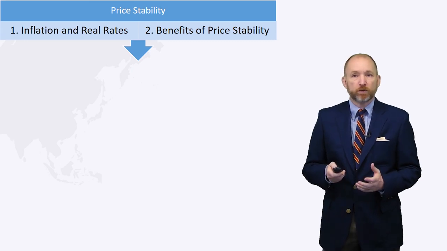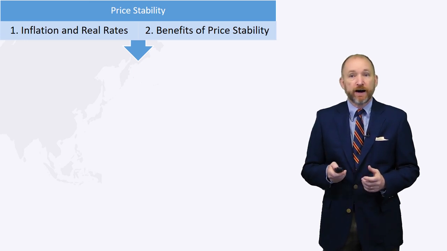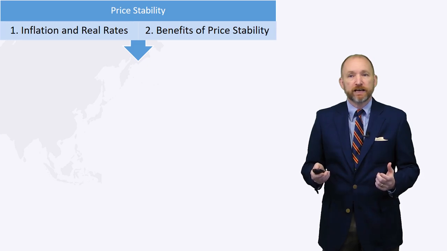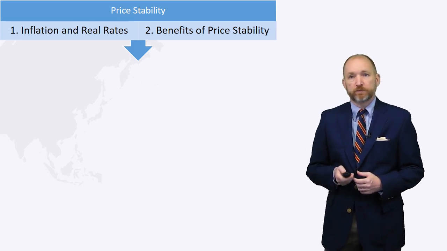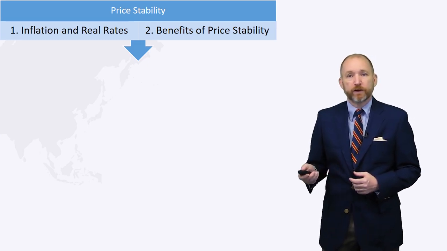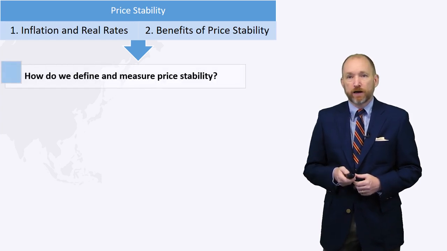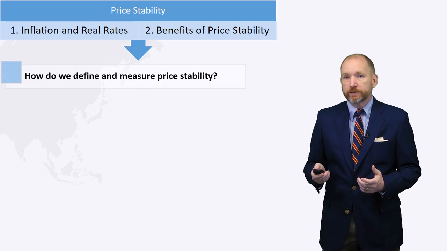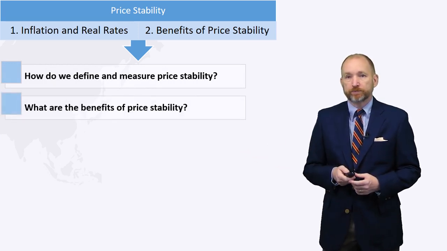In this module, we will concentrate on those central banks that seek to achieve price stability, defined as low and stable inflation. We will define terms. First, inflation, the growth rate of prices. Then, inflation-adjusted interest rates, referred to as real interest rates. We will then focus on the potential benefits from price stability. The questions we will ask are, how do we define and measure price stability? And what are the benefits of price stability?